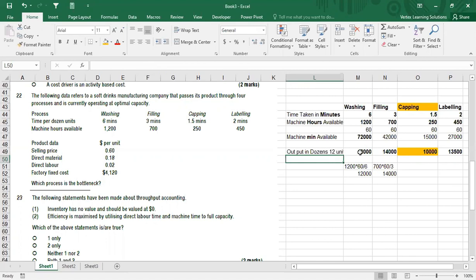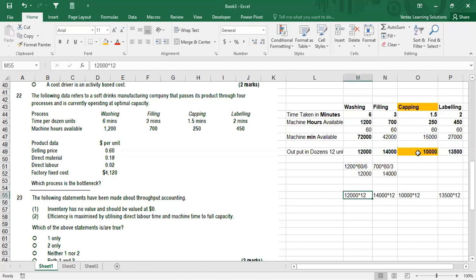So actually, what is the output? If you ask me what is the total number of units produced, I should say 12,000 multiplied by 12. And this department is making 14,000 multiplied by 12. And this department is going to make 10,000 into 12. And this department is going to make 13,500 dozens. Each dozen is 12 units. And that is going to give you the final capacity.